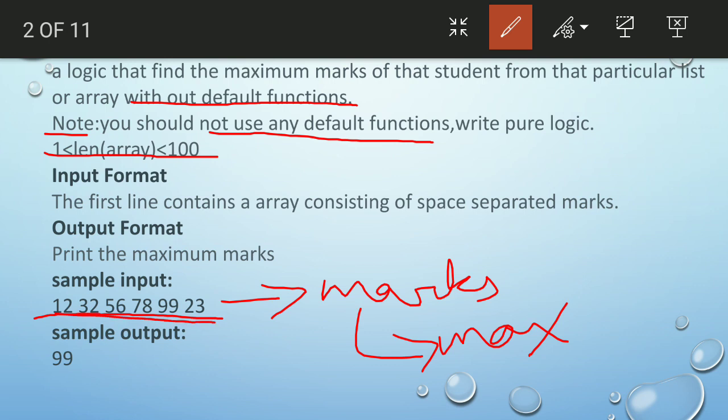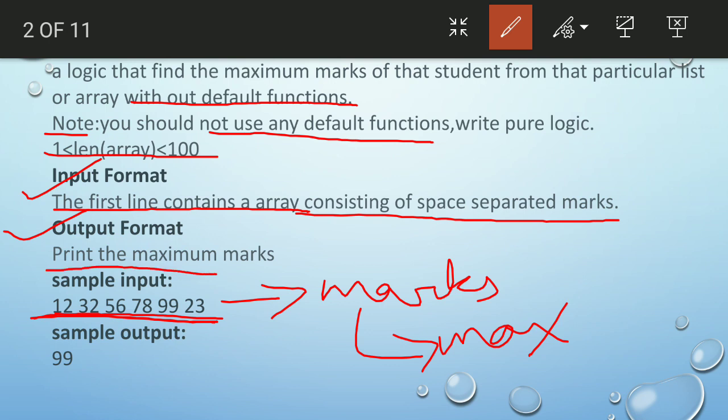So what is our input format? The first line contains the array consisting of space separated marks. And what is the output format? We need to print the maximum marks from this array.